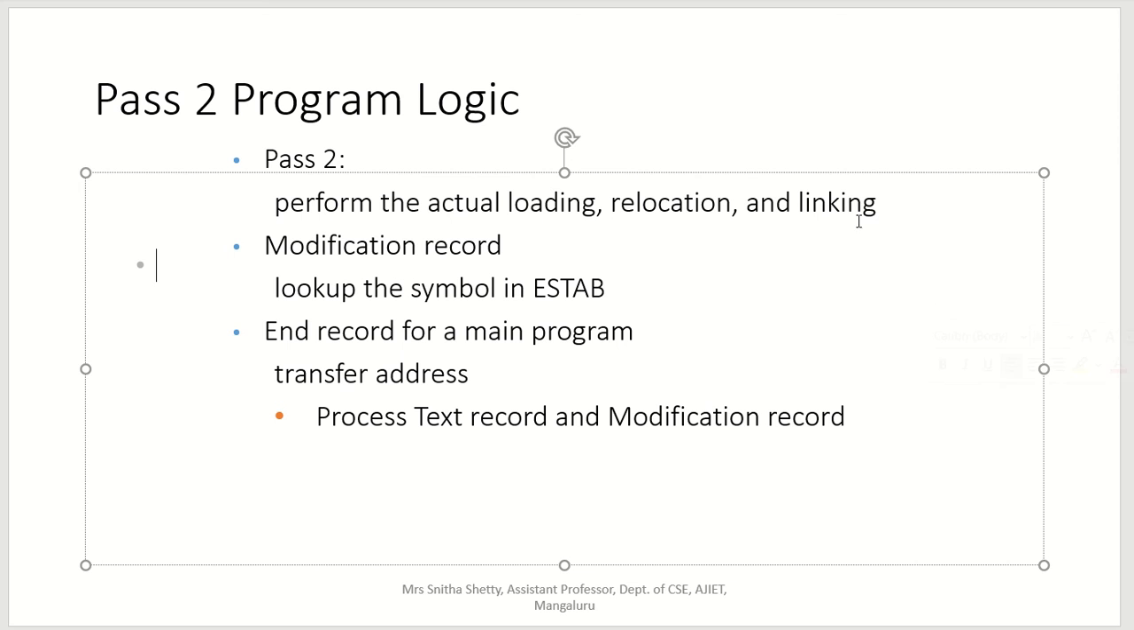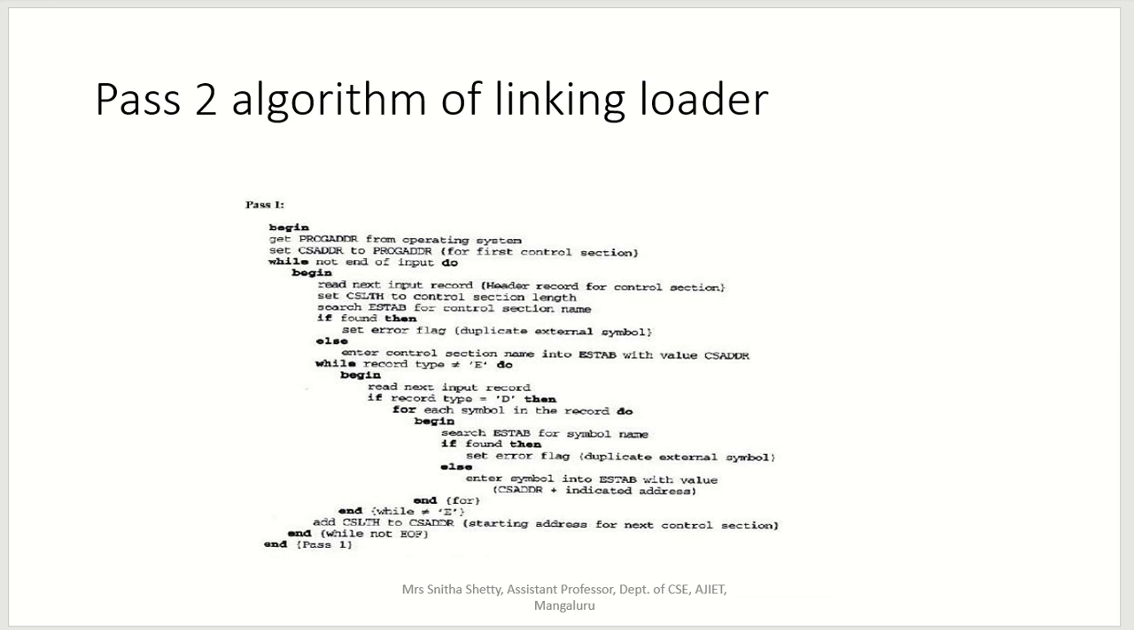So again here there is an algorithm for pass 2. Okay, so the pass 2 algorithm is like this. Get the program address from the operating system. Set the CS address to the program address. While it is not the end of input, keep on reading the record, set the control section length, and search the symbol table. Okay, if the same name repeats in the symbol table, it is a duplicate name, and until it is the end, if the record type is D, read the table. Okay, and if the same name repeats, it is a duplicate, and keep on adding that address. Okay, add to the control section, and until it reaches the end, do this, finally end this.